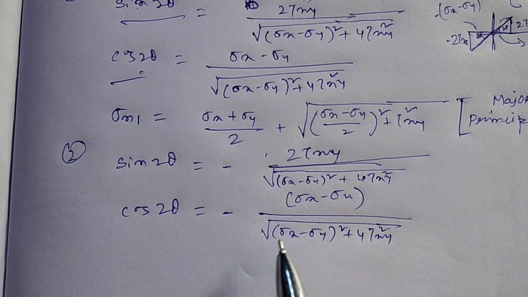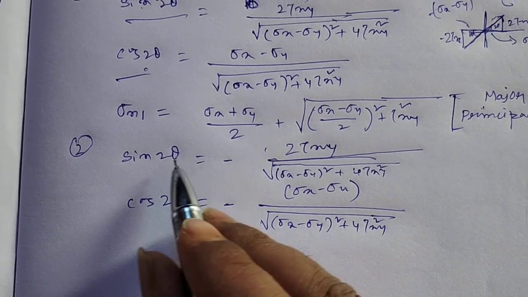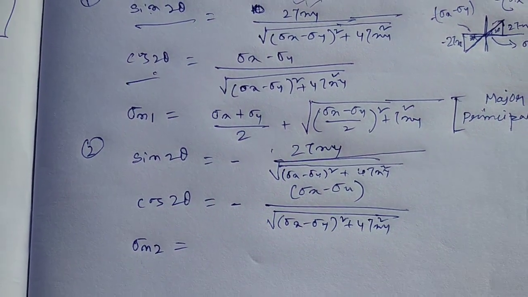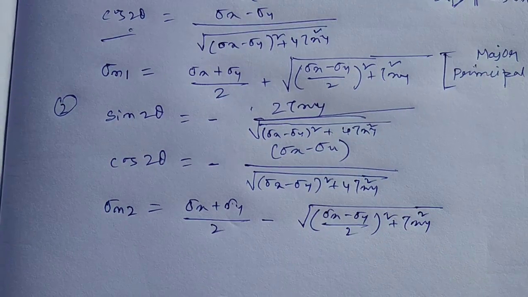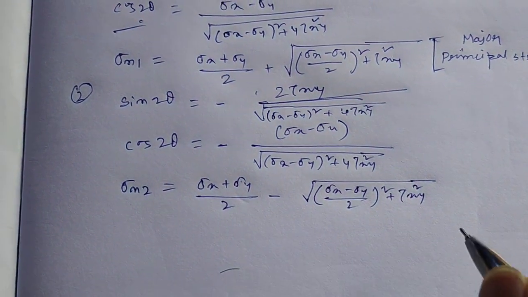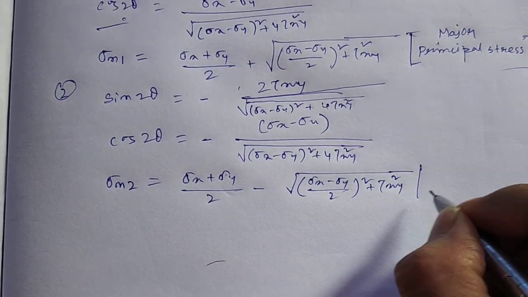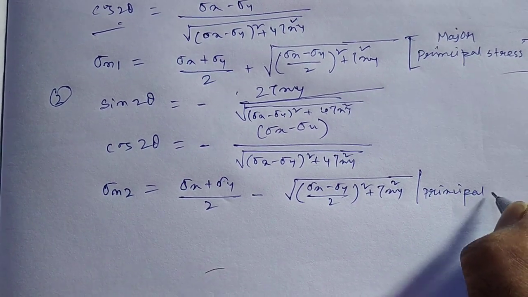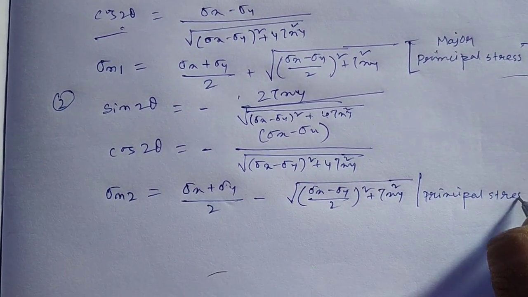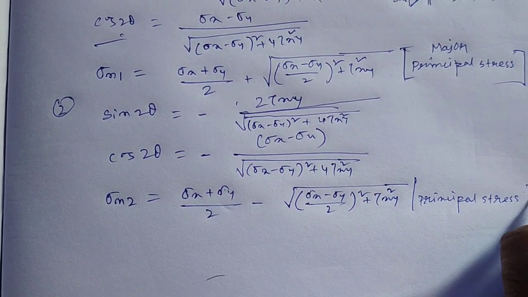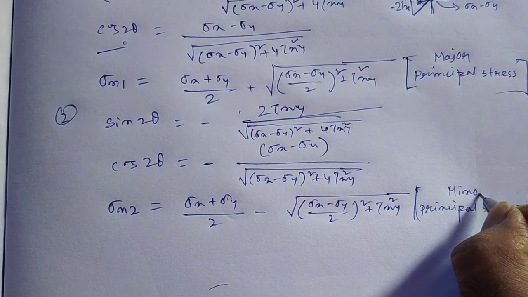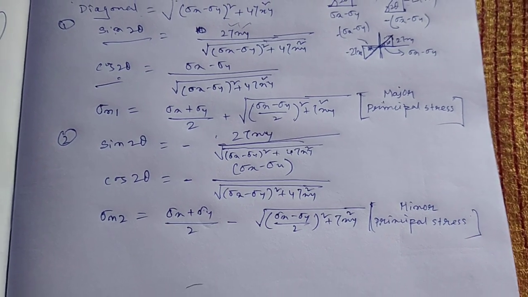Like this, right? Now if you put this value again in equation number 1, you will be getting normal stress number 2, and this will be equal to this, right? So this is another principal stress, and this value will be the lower value, so we can say this is the minor principal stress.